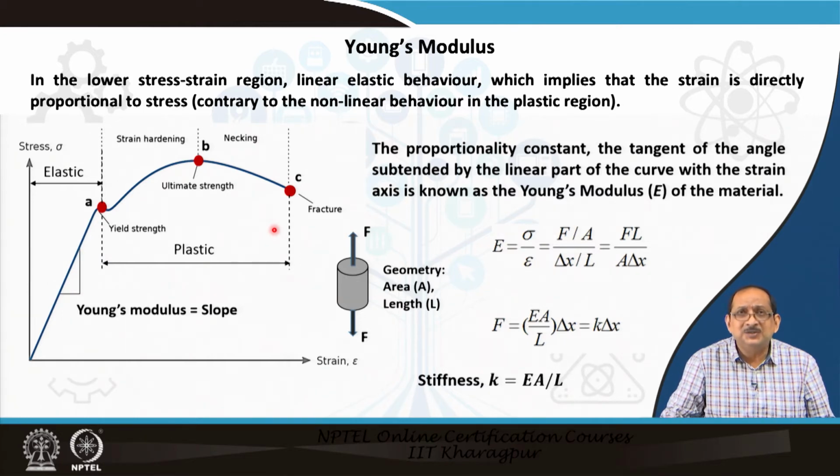So, Young's modulus can be actually related to the Hooke's law, and finally, the stiffness of this cylindrical specimen subject to tensile forces can be calculated as EA by L. So, it is dependent on the geometry of the specimen as well as the Young's modulus.